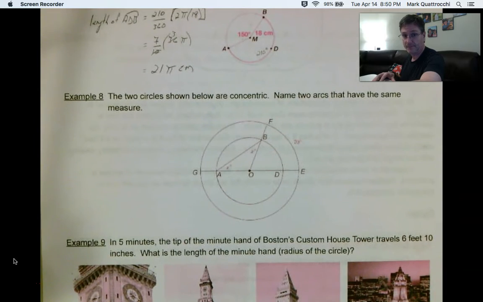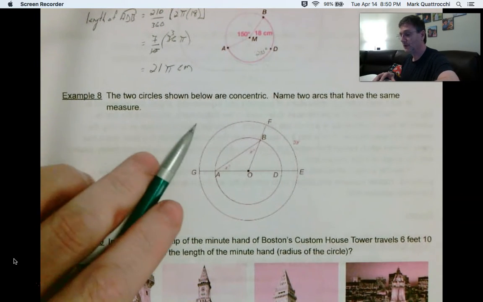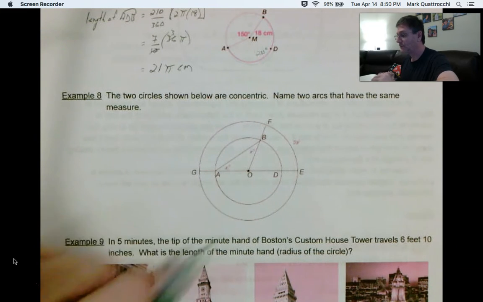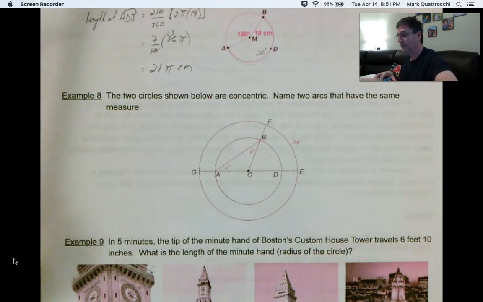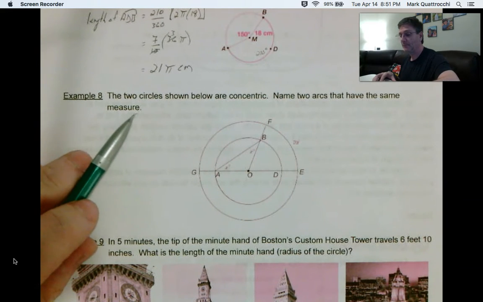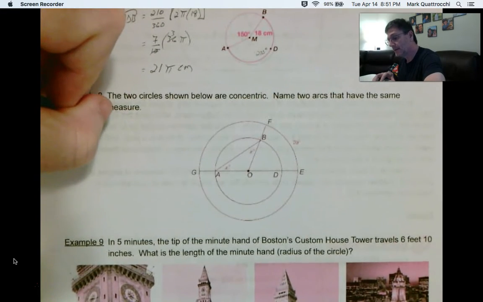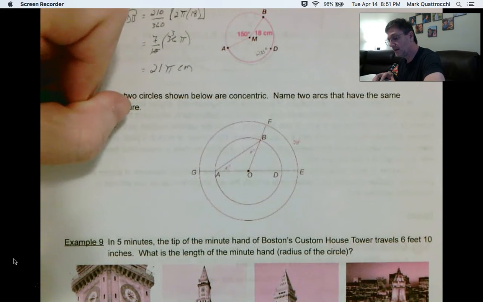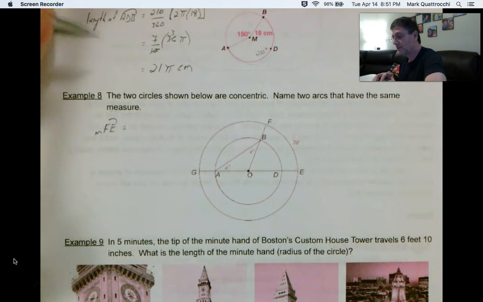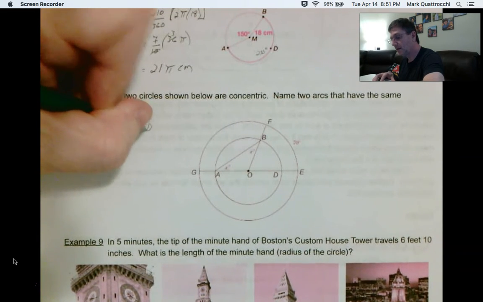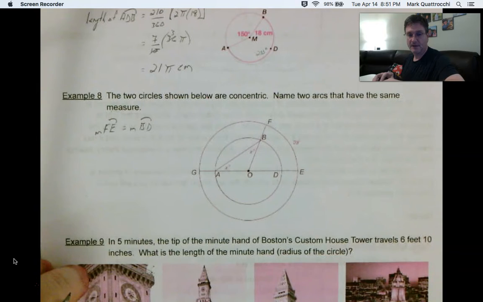Example 8. The two circles shown below are concentric. That means they have the same center, different radii, but same center. Name two arcs that have the same measure. So that they have the same measure, not the same length, same measure. We have a variety of choices that we can choose. The measure of arc FE is going to be equal to the measure of arc BD. They're both going to be 70 degrees.